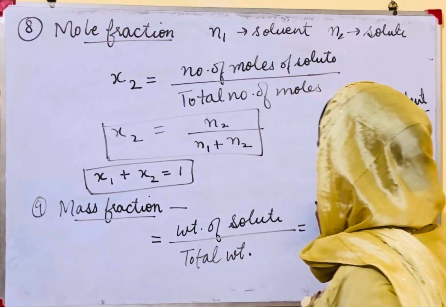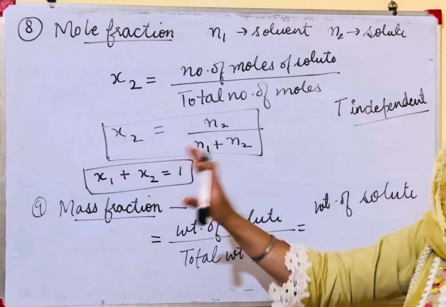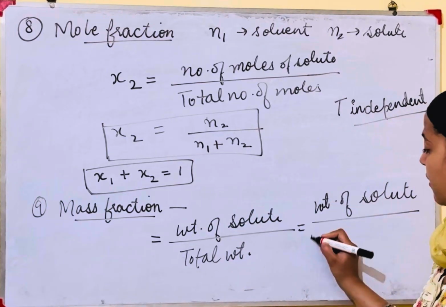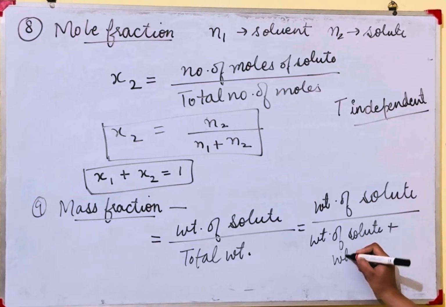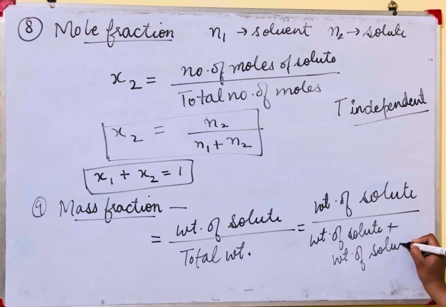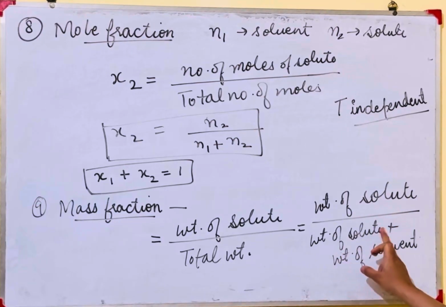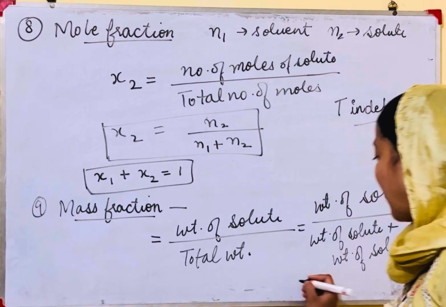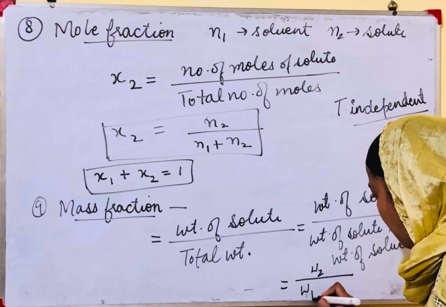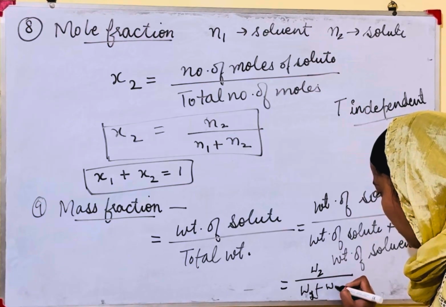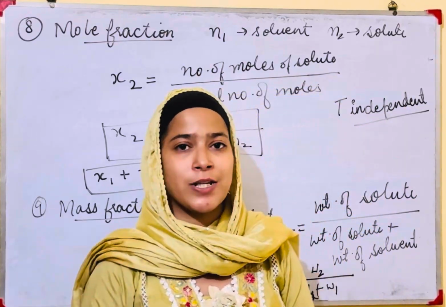So what can we write? If we want to calculate the mass fraction of solute, then weight of solute divided by weight of solute plus weight of solvent. We can also write it as W2 divided by W2 plus W1, W2 for solute and W1 for solvent. So these are all the concentration terms and the ways to express them.